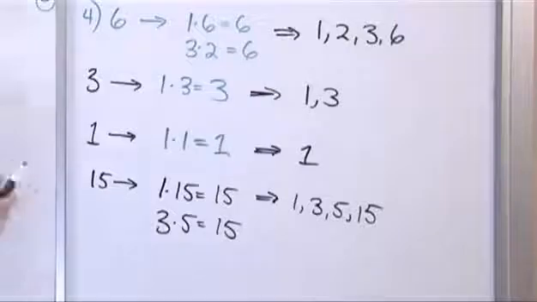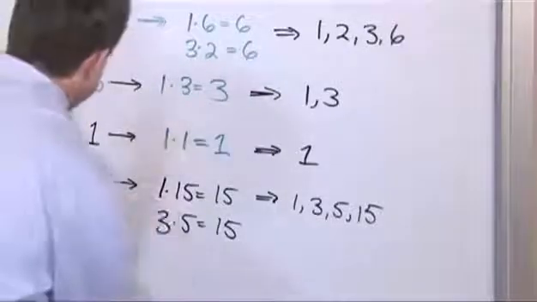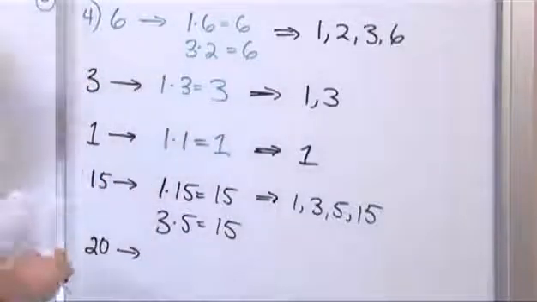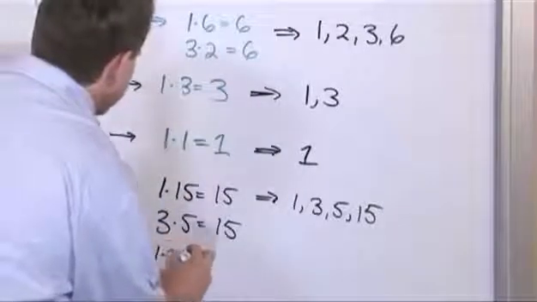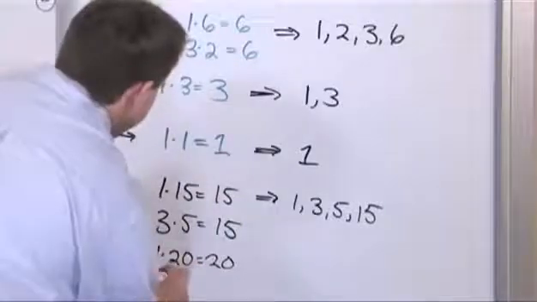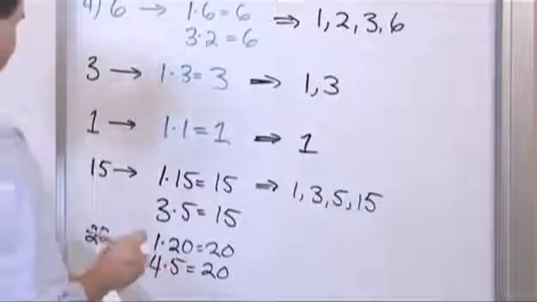All right, let's do another one on this board, and then we'll switch over to the other board. Let's say we have the number 20. Now we start getting into larger numbers. When you get into larger and larger numbers, you're going to have more factors. So let's see, 1 times 20 is equal to 20. We have 4 times 5 is equal to 20. And you have 5 times 4 also, but that's not really going to help you.